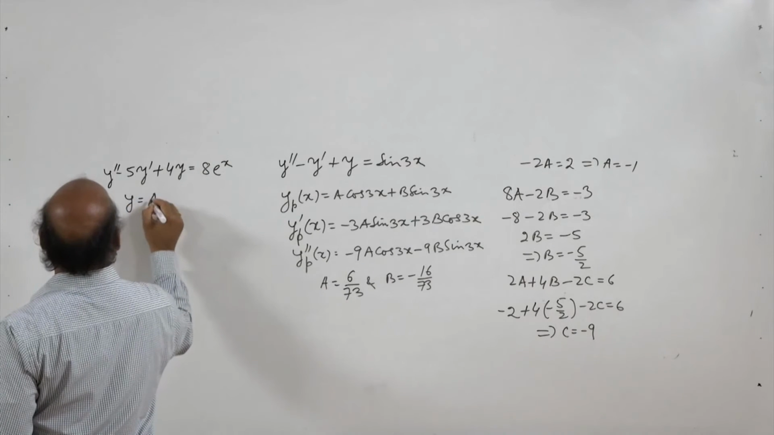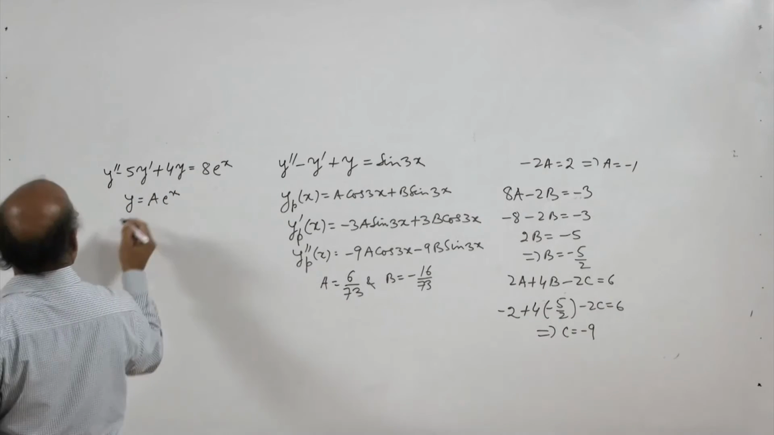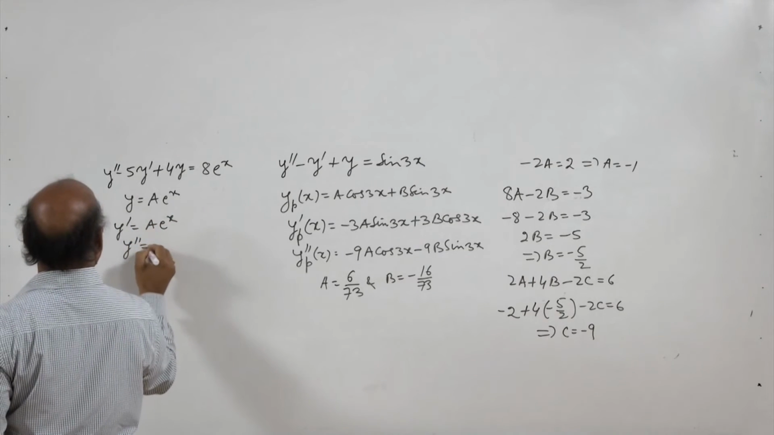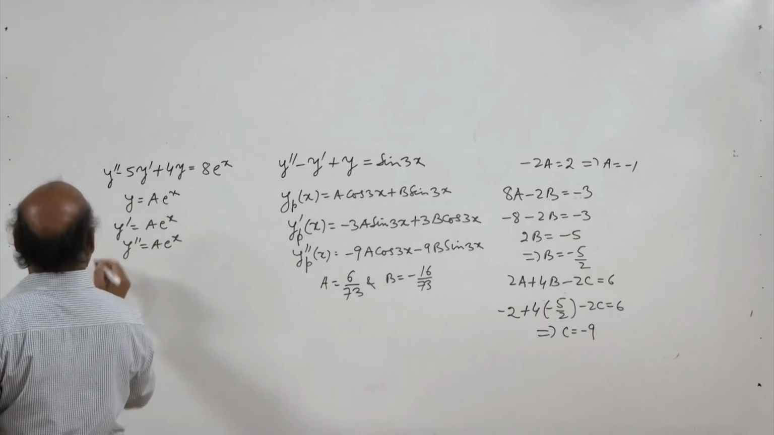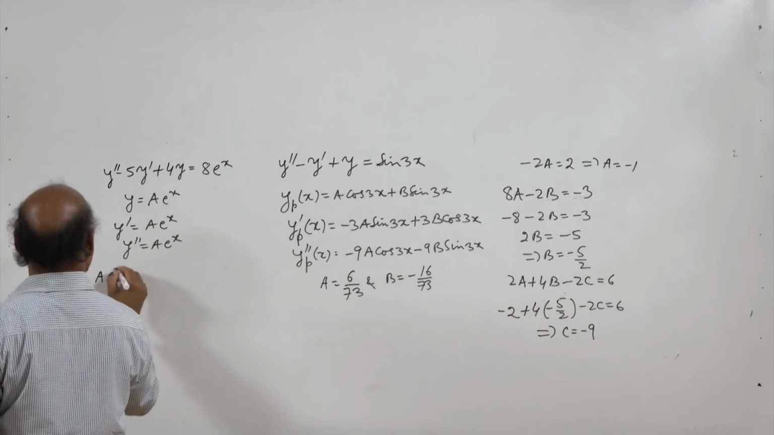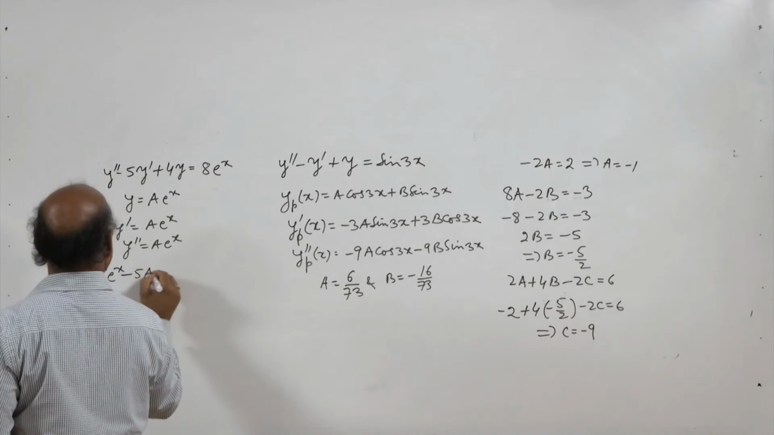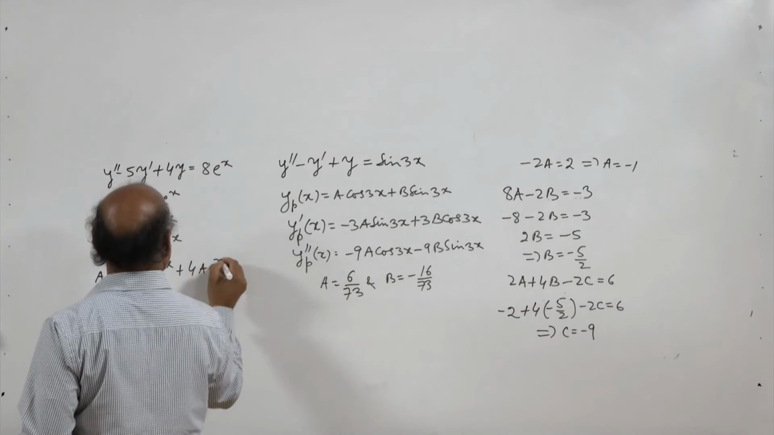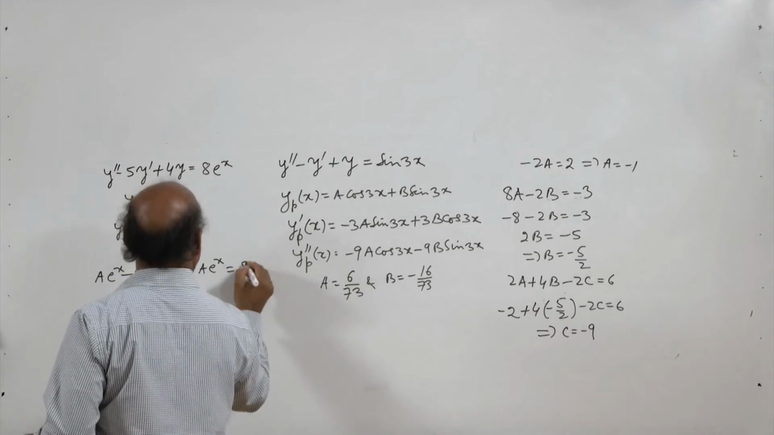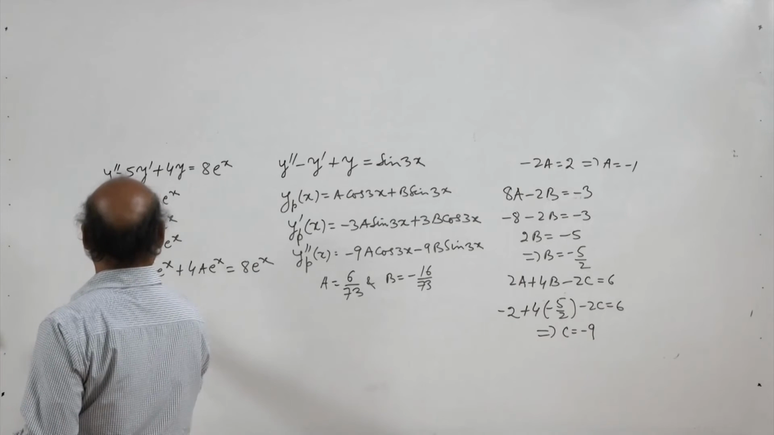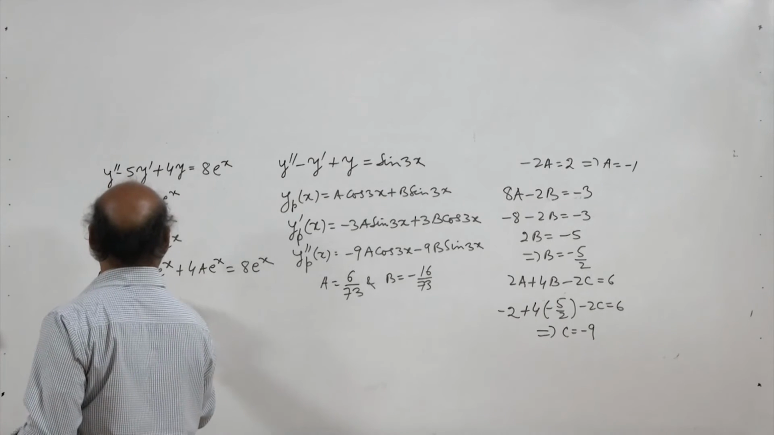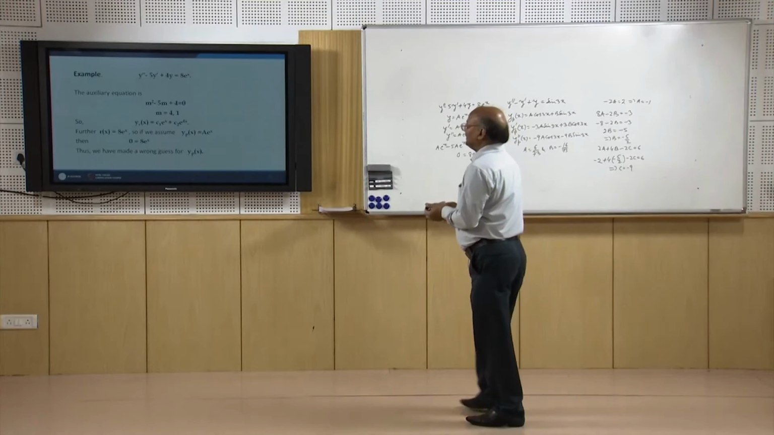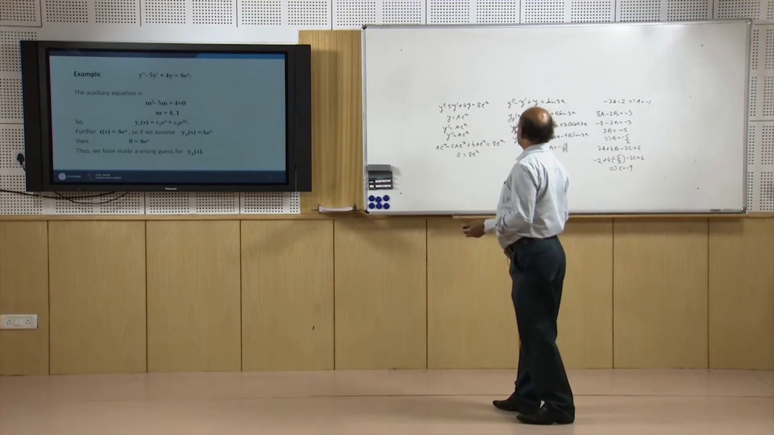We are taking y as a e to the power x. So, let us find y dash, it is a e to the power x. Let us find y double dash, it is again a e to the power x. So, a e to the power x minus 5 a e to the power x plus 4 a e to the power x equal to 8 e to the power x. Now, this is 5 a e to the power x minus 5 a e to the power x. So, this is 0 equal to 8 e to the power x, which is not correct, of course, because e to the power x is never 0.